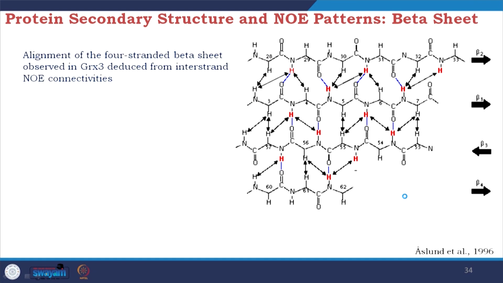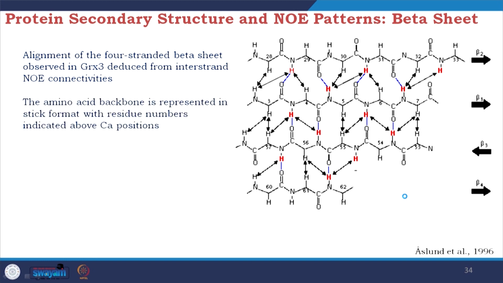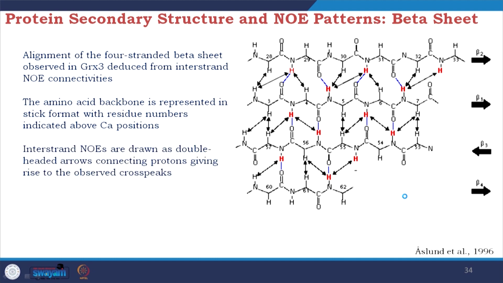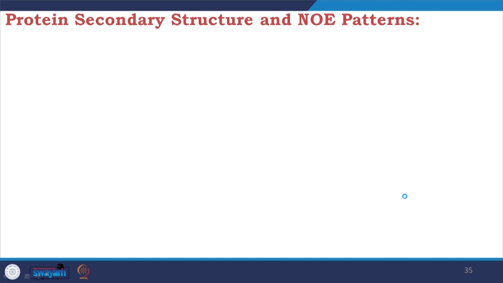It is the alignment of the 4 stranded beta sheet observed in GRX3 deduced from interstrand NOE connectivities. The amino acid backbone is represented in stick format with residue numbers indicated above the C alpha position. You will see the numbers. Interstrand NOEs are drawn as double headed arrows connecting protons giving rise to the observed cross peaks. You see the double headed arrows. Slowly exchanging amide protons are identified in red. So from there you could get an idea and assign and determine the secondary structure.